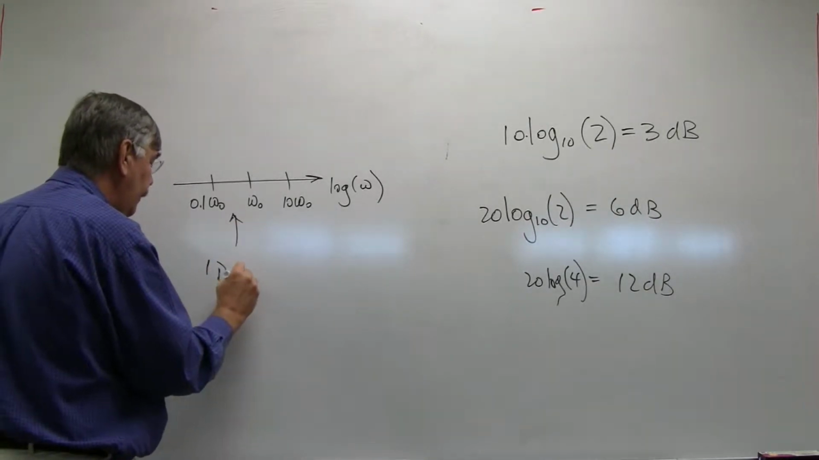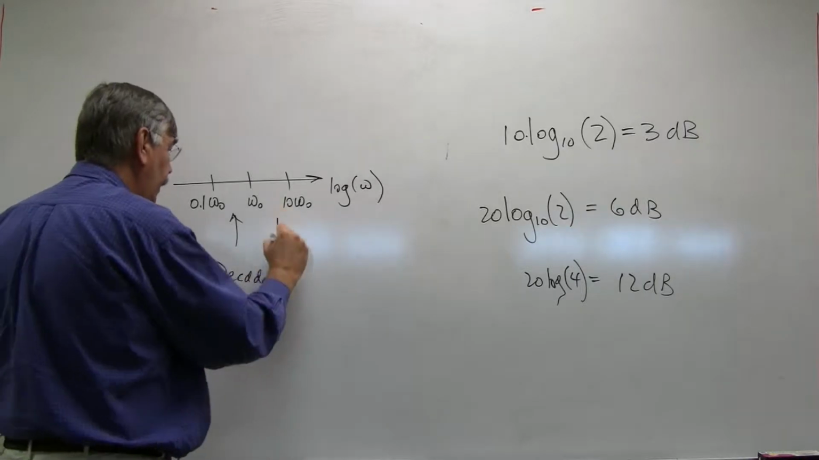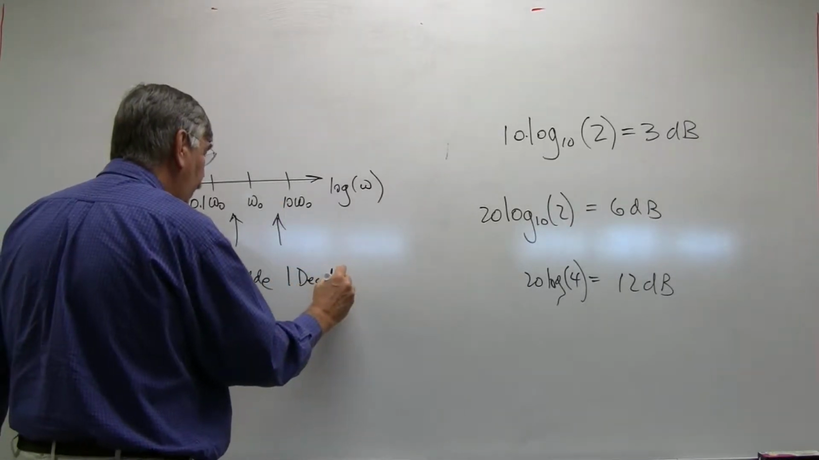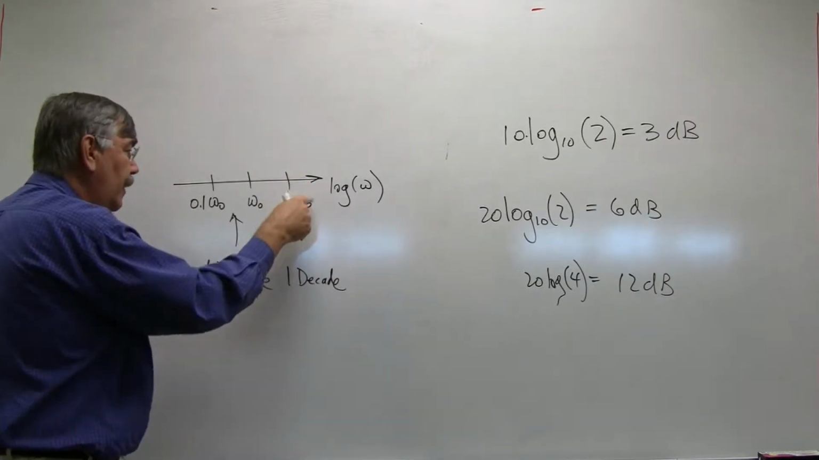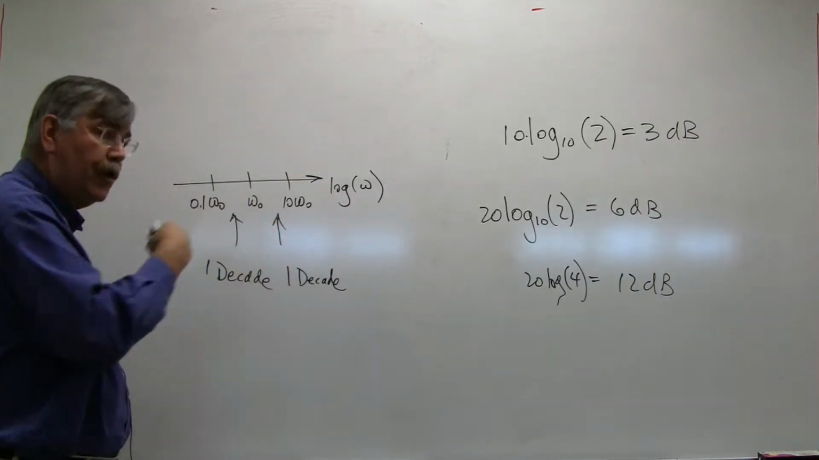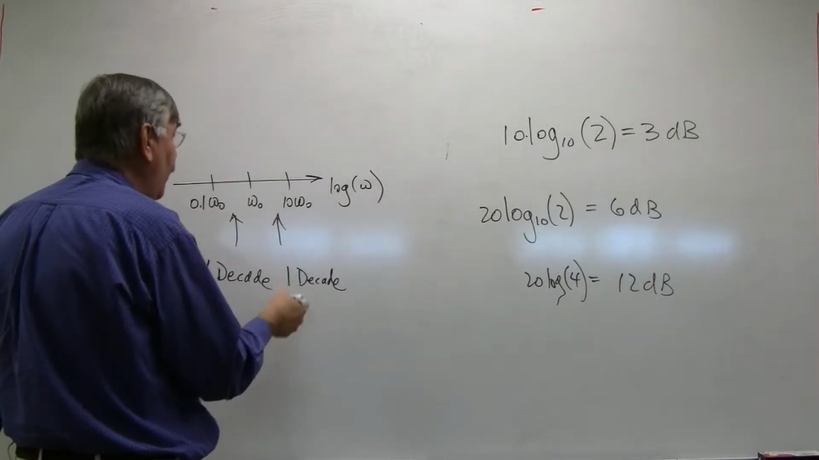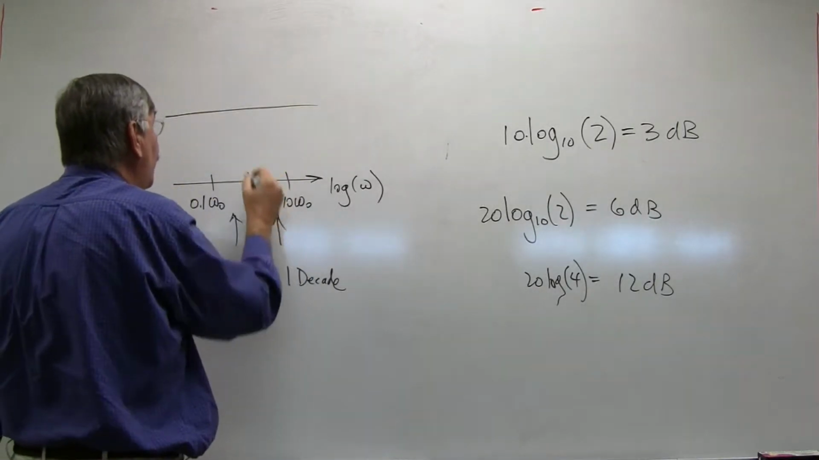1 decade. Here's another decade. All right? And so you could say that the ratio of 10 times omega naught to 0.1 is 2 decades. All right? Another one is more subtle. This one's fairly obvious, but this one is not so obvious.